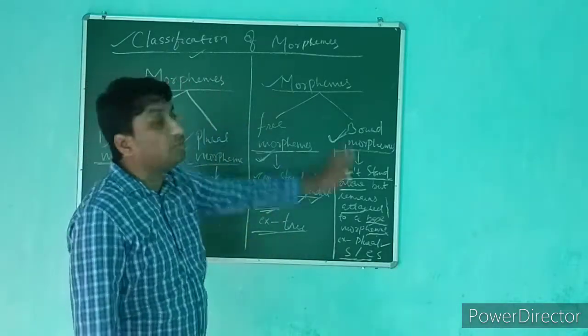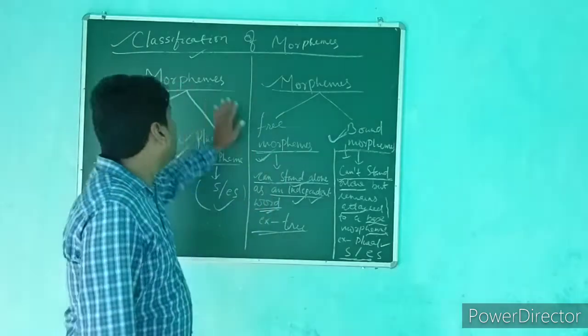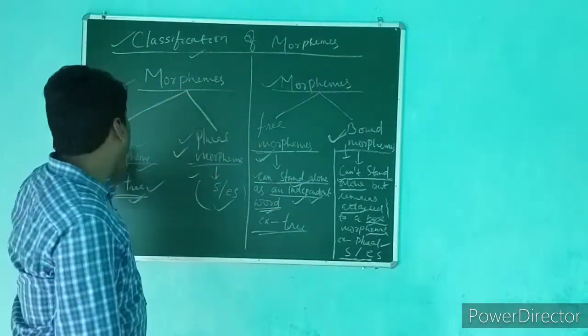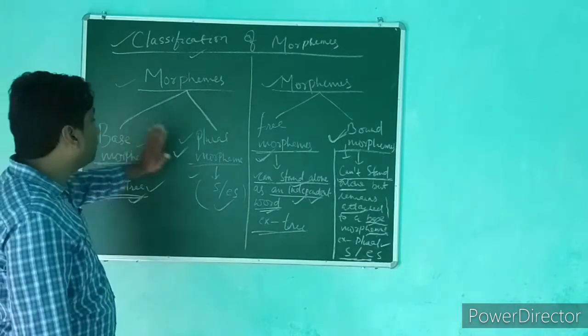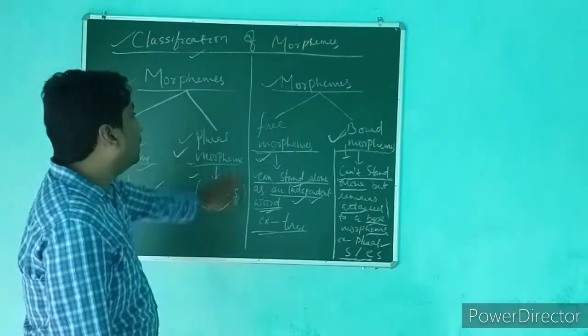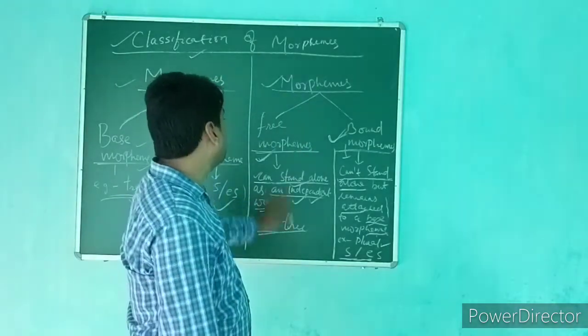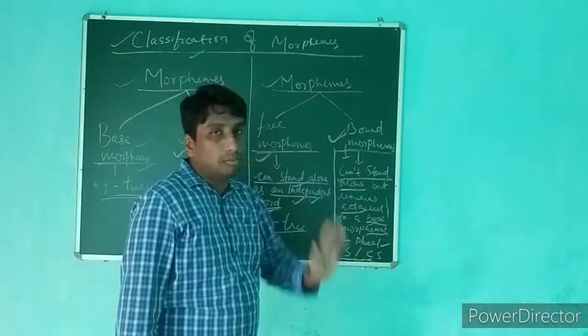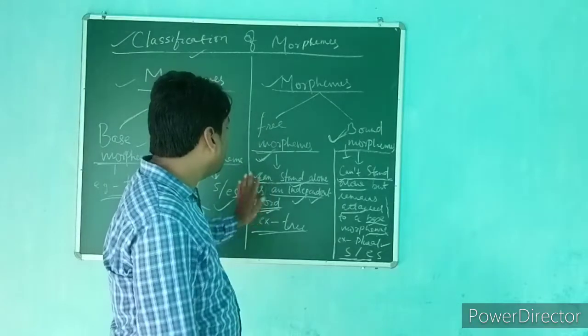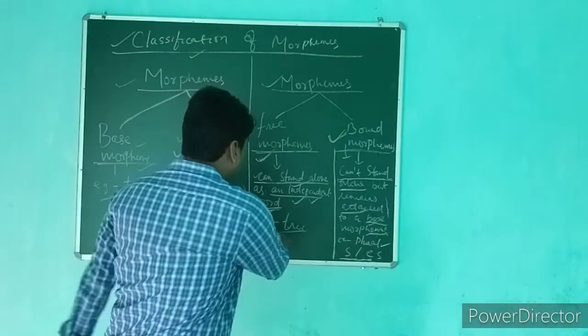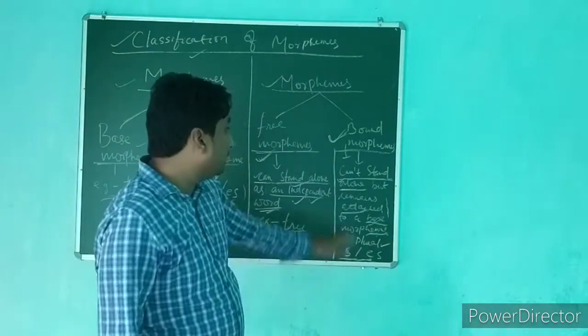So these are the two different ways of classifying morphemes. Either you can say that morphemes are of two types: the first one is base morpheme or a plural morpheme, right? The same thing can be stated in a different way. You can say that morphemes are of two types: free morphemes and bond morphemes. Free morphemes are those morphemes which can stand alone as an independent word. For instance, the word tree.